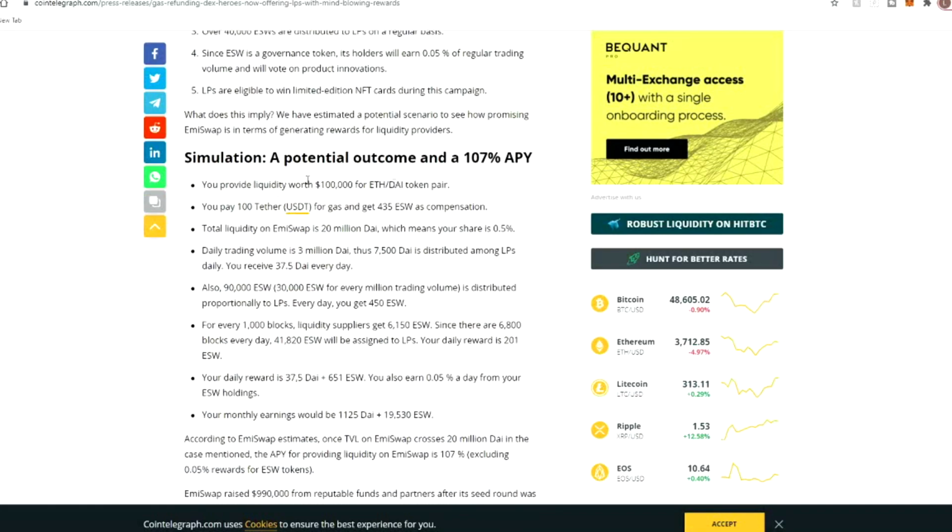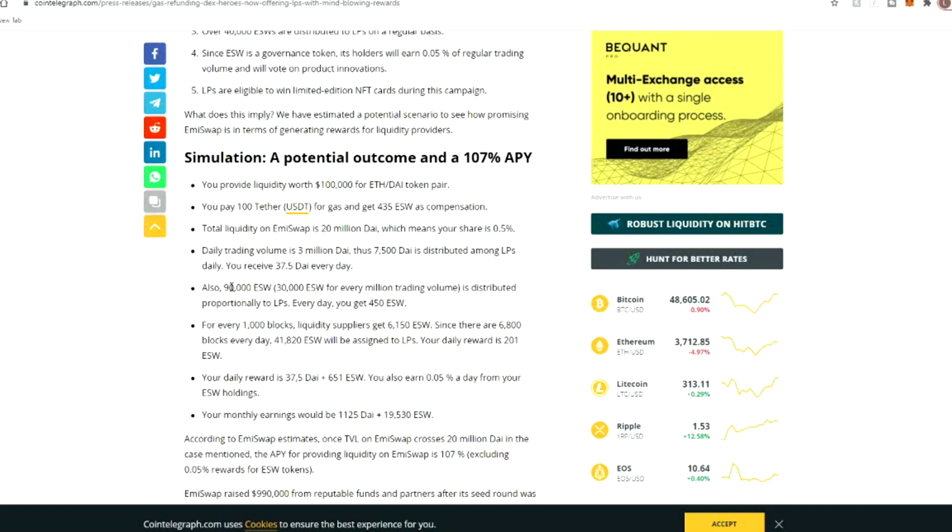And if I go down to the potential outcome, 107% APY. Yes, I mean it, 107% APY, which is huge. So, you provide liquidity worth 100,000 DAI token pair. You pay 100 Tether USDT for gas and get 435 ESW as compensation. So like I said earlier, you get paid your gas fees in ESW. So the total liquidity on EmiSwap is 20 million DAI, which means your share is 0.5%. Daily trading volume is 3 million DAI, thus 7,500 DAI is distributed among LPs daily. You receive 37.5 DAI every single day.